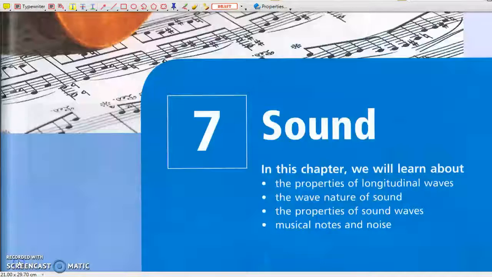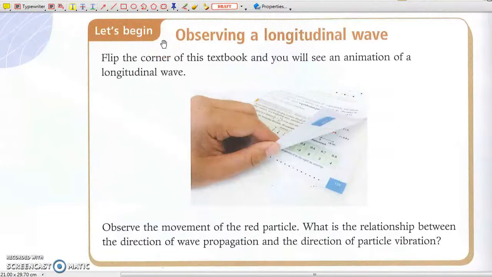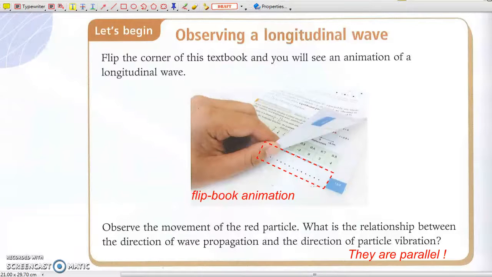Chapter 7, Sound. 7.1 Longitudinal Waves. Let's begin. Observing a longitudinal wave. The corner of this book shows a flipbook animation. While the wave travels horizontally, the particles also vibrate horizontally, so it shows the propagation of a longitudinal wave.